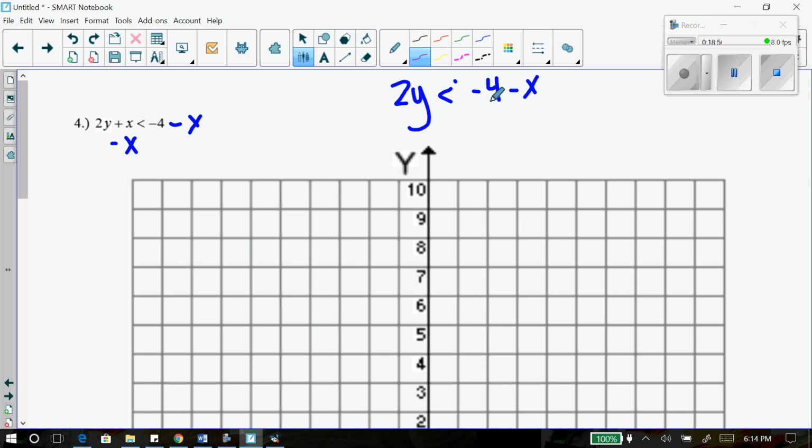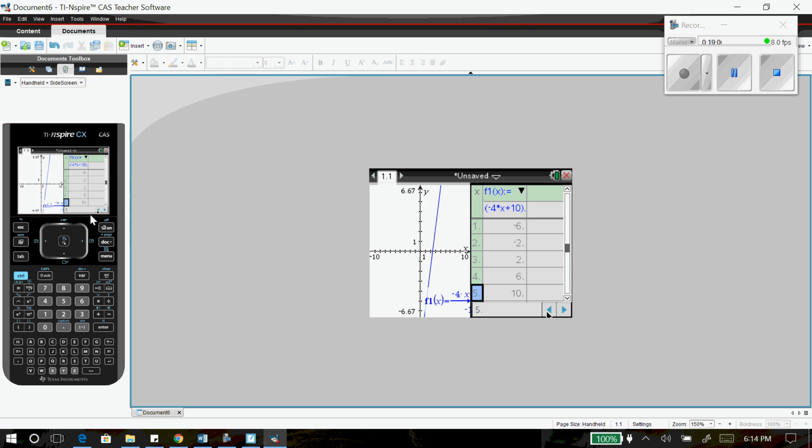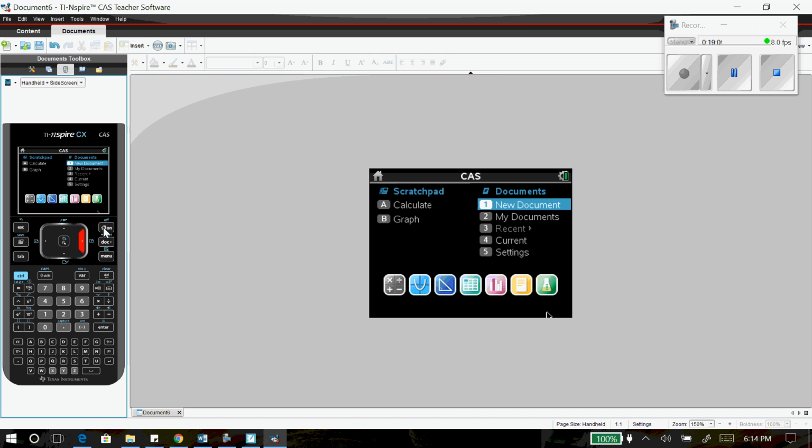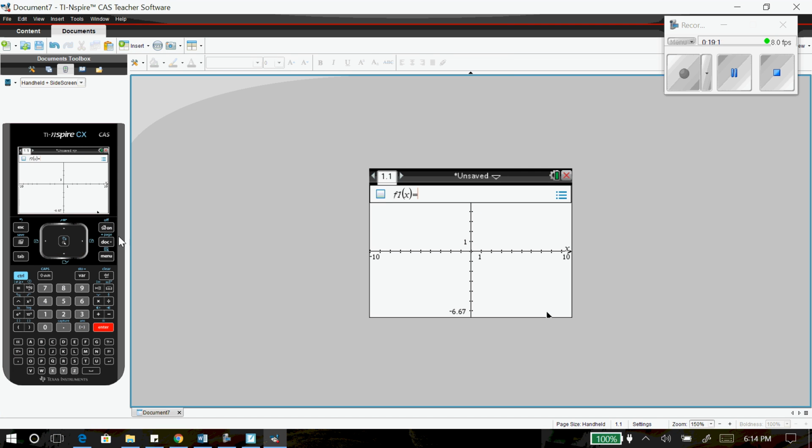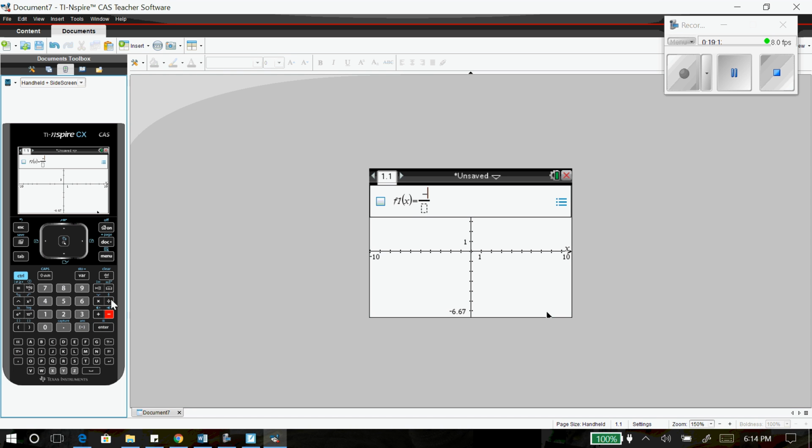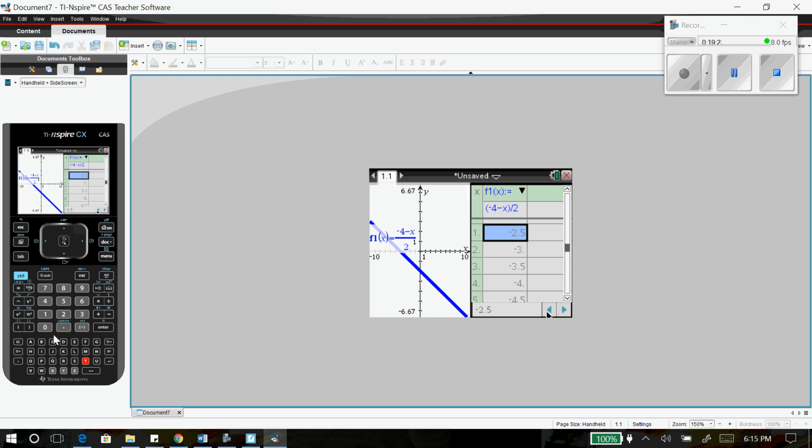Well, we don't like the 2 there, so let's divide everything by 2. So negative 4 minus x over 2. We don't flip the inequality sign because we didn't divide by a negative. So if I put this in my calculator, new document, don't save, add a graph, add a fraction, negative 4 minus x over 2. Hopefully that's correct. Negative 4 minus x over 2. It is. Control T. I know I'm going quickly.